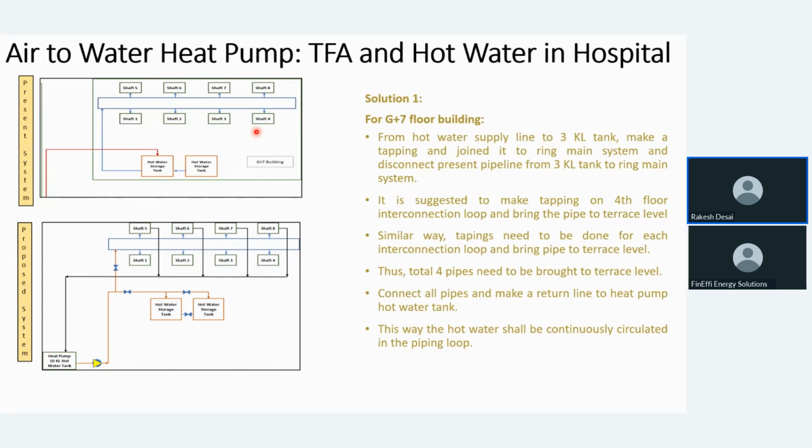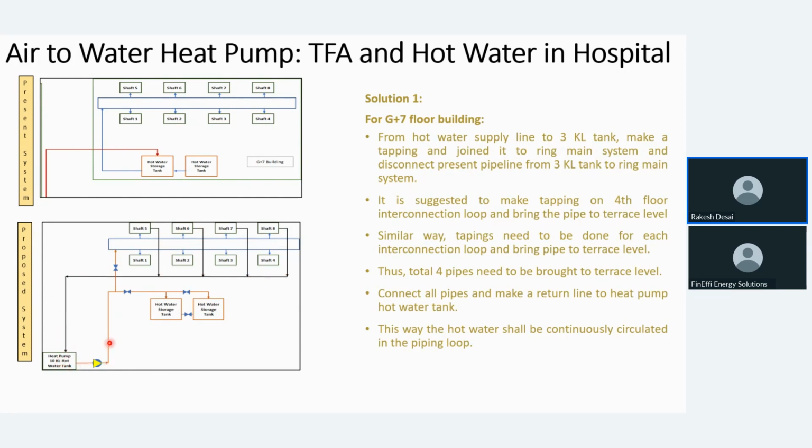Now, what we suggested to them is that instead of putting this hot water directly to the hot water tank for storage, we put an isolation valve and do not store water in this hot water tank. Instead, you directly pass this water to the ring main of the shaft. From each shaft, you bring one pipe back to the terrace and make a return ring main and drop this pipe down to the hot water tank at the ground level.